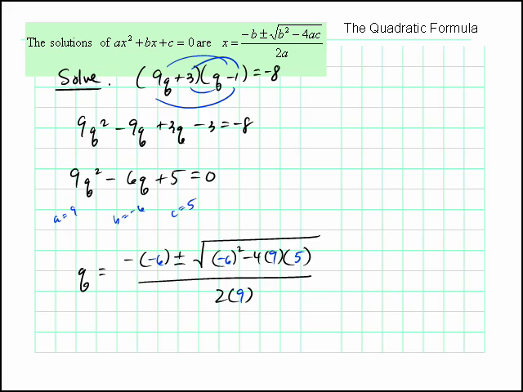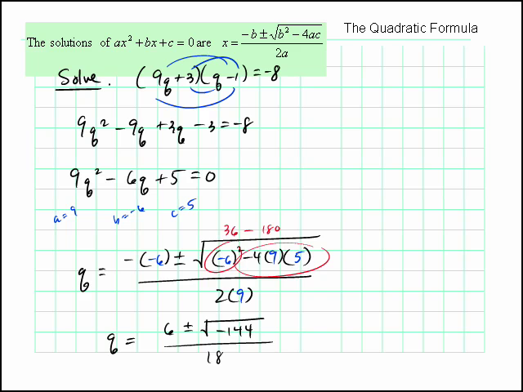So we end up with Q equals positive 6 plus or minus the square root of something over 18. Let's figure out what's under the square root sign. That's a 36, and that's minus, what is that? That's minus 180. And so that's actually going to be a negative 144 under the square root sign.